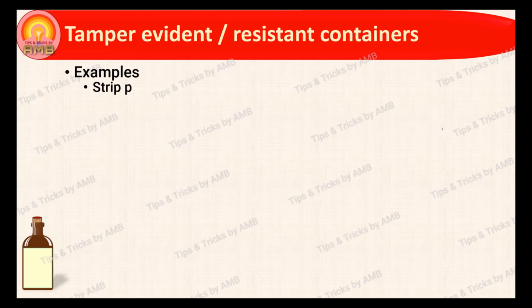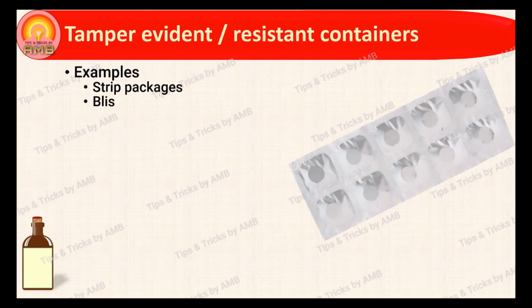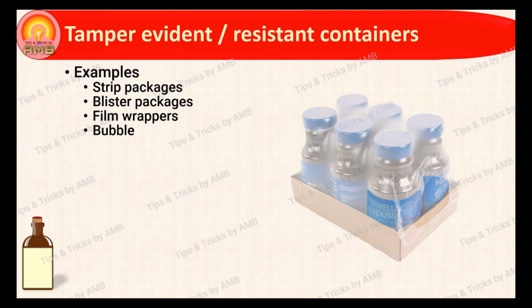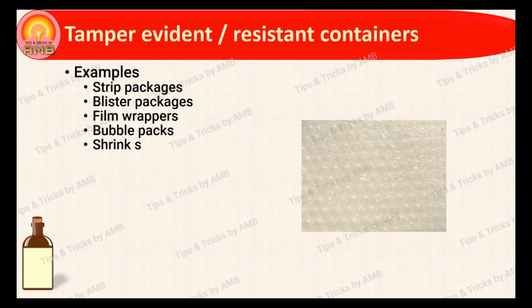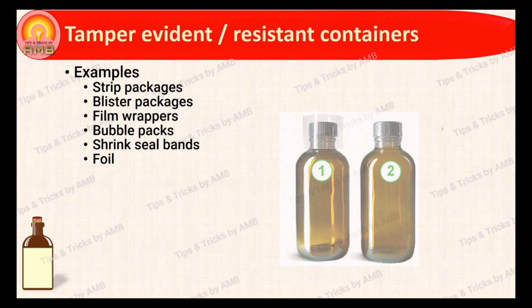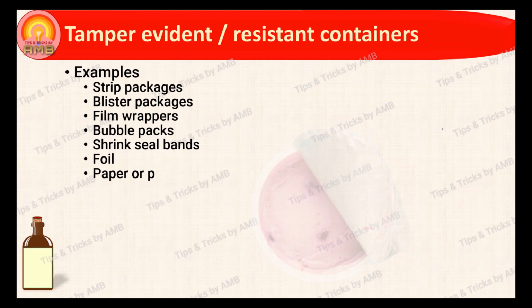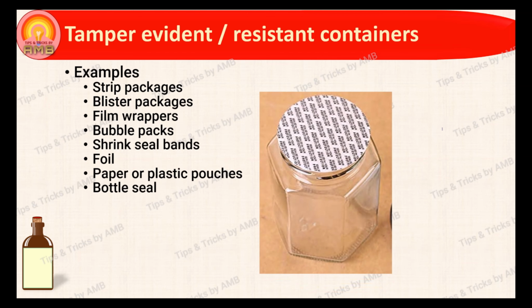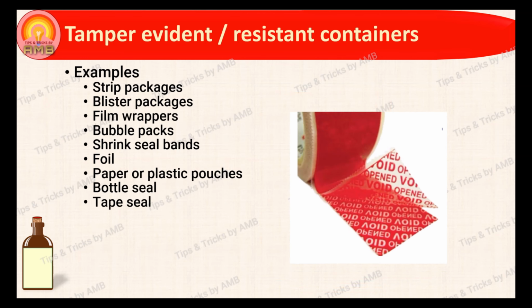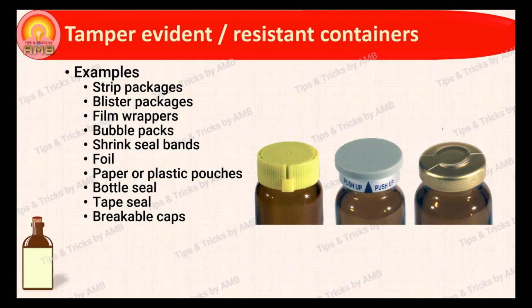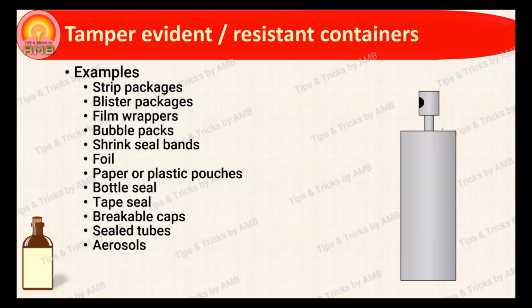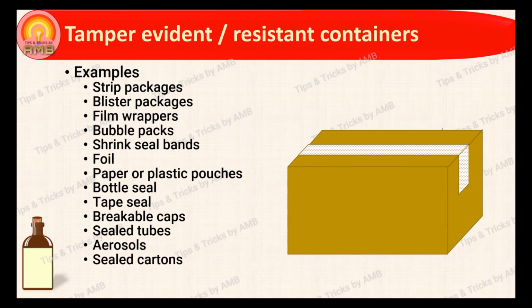For example, strip packages, blister packages, film wrappers, bubble packs, shrink seal bands, foil, paper or plastic pouches, bottle seal, tape seal, breakable caps, sealed tubes, aerosols, sealed cartons, etc.